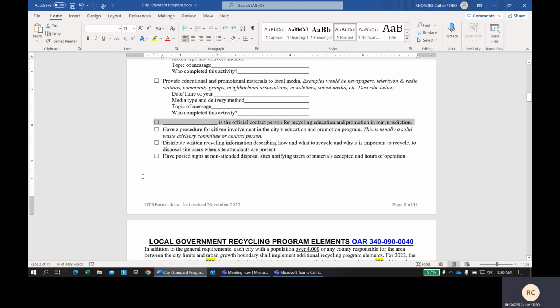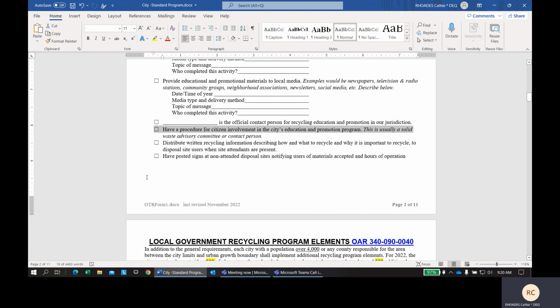Next, this is the area where you would provide an official contact person's name who is in charge of recycling education and promotion in your jurisdiction. You'd put their name here. This could be someone who works for your service provider, or it could be a city official and might be your waste shed representative.